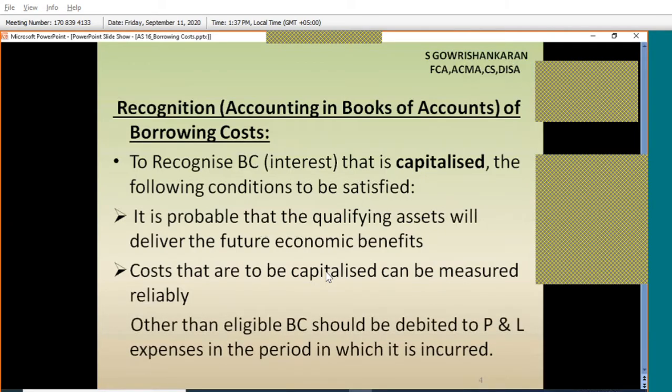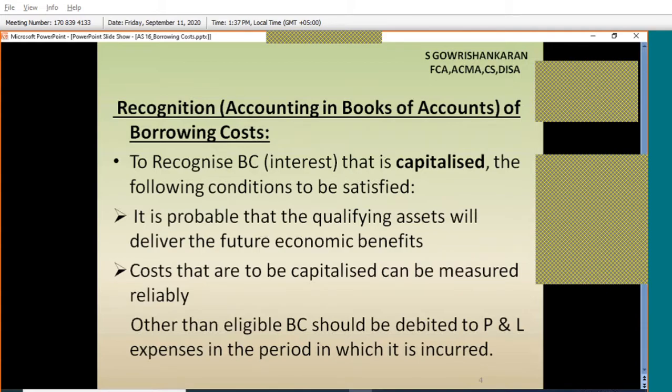Third condition: other than eligible borrowing costs should be debited to P&L as expenses in the period in which they are incurred. This is not a condition; there is an alternative accounting treatment. So the point is, if I want to capitalize the interest in my books of accounts, the first condition is that I am constructing something, building something that is a qualifying asset. I should be able to generate some future benefits from that asset. That is called future economic benefit.